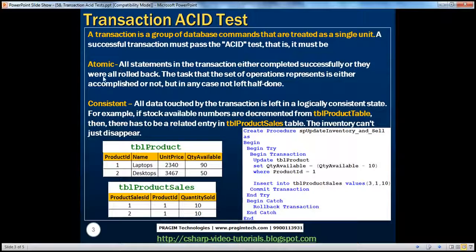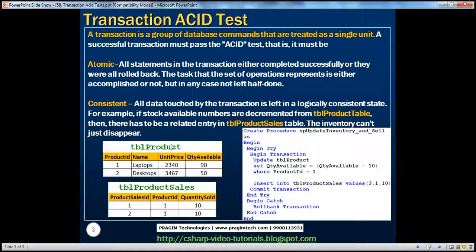A transaction must be atomic, meaning all statements in the transaction either complete successfully or they are all rolled back. The task that the set of operations represents is either accomplished or not, but in any case not left half done. Let's see what we mean by this with an example.